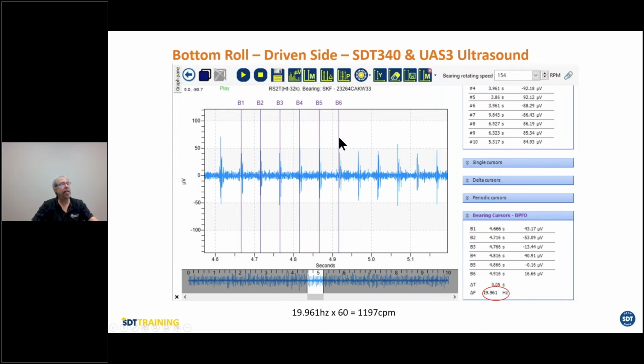As you can see, you can easily diagnose bearings of any kind at any speed with a combination of ultrasound and vibration. Ideal for wind turbines, ideal for low speed machinery, high speed, it makes no difference.